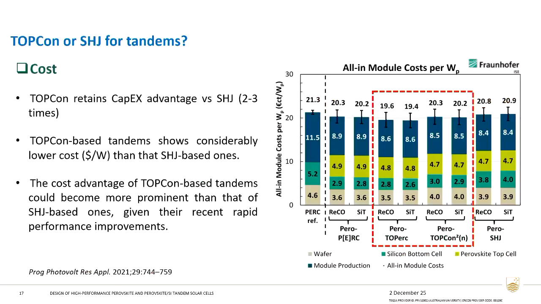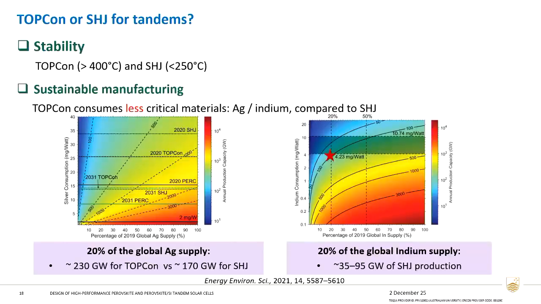Okay, of course, cost is essential, and the TOPCon cell has a clear cost advantage compared to silicon heterojunction, particularly the CapEx advantage. And in terms of the application to tandem, cost analysis also shows that perovskite TOPCon tandem shows potential for lower cost. Okay, given the time, I will go quicker.